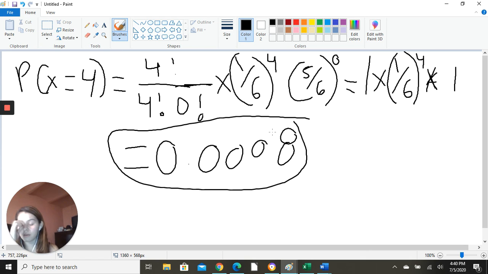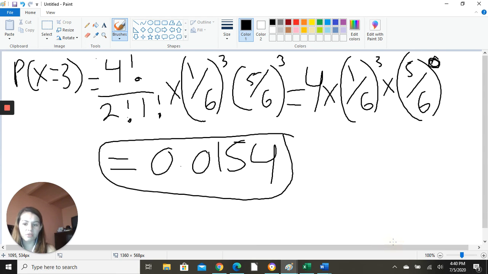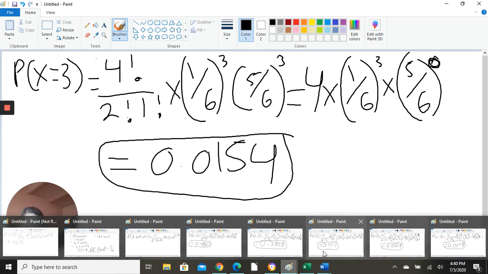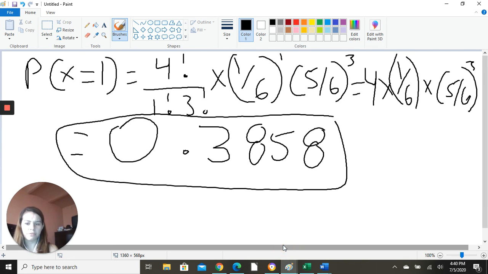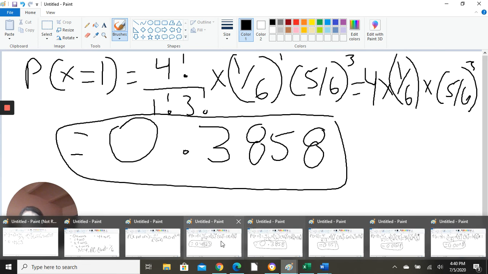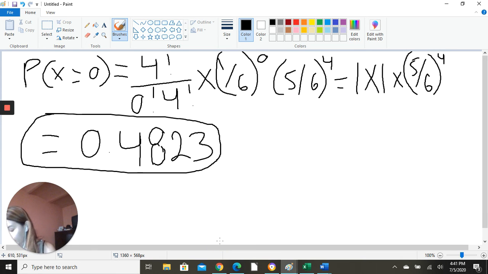For the 4 twos, we got 0.0008. For our 3 twos, we got 0.0154. For our 2 twos is 0.1157. For our 1 two is 0.3858. And for our 0 twos, it is 0.4823. All right, so those are our probabilities.